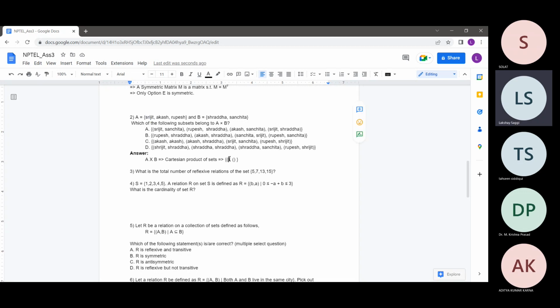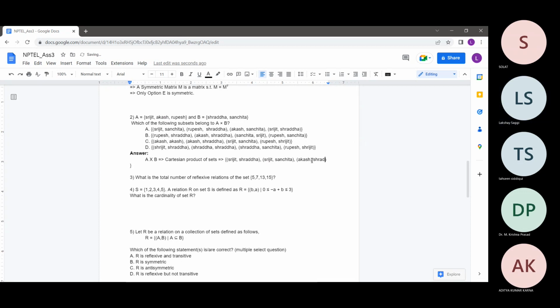So A cross B will be: I can pair up Srijit with Shraddha as well as Sanchita. First option, I paired up Srijit with Shraddha. Similarly, in the second option, I paired up Srijit with Sanchita. So these are the 2 possible pairings for Srijit, not anymore. Similarly, the third possible pairing will be for Akash. Akash can be paired up with Shraddha, and again Akash can be paired up with Sanchita. I hope everyone is able to follow this.